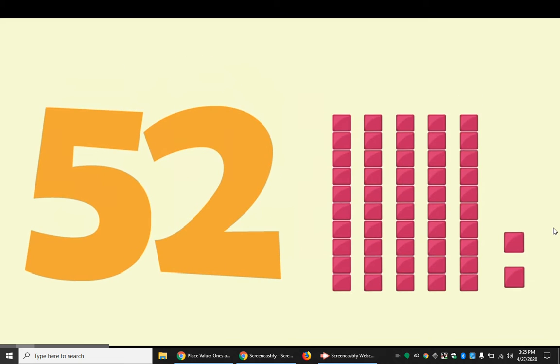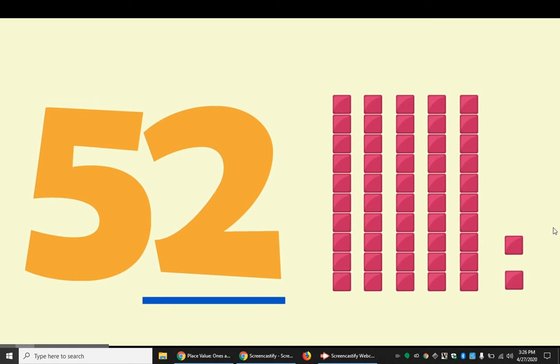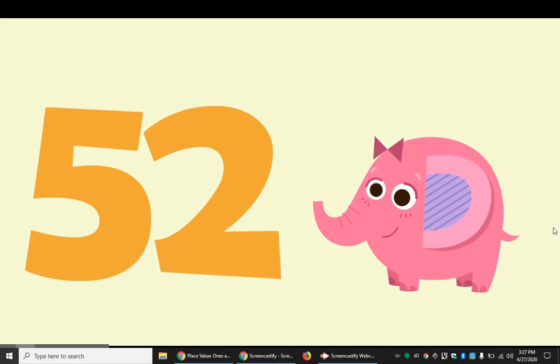Okay, here's the answer. The 2 is in the ones place, so it's just worth 2. The 5 is in the tens place, so we'll have to count by tens 5 times. 10, 20, 30, 40, 50. The value of the 5 is 50. Remember to look at the place the digit is in before you decide the value of that number.